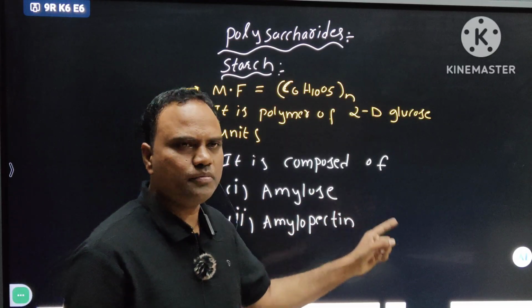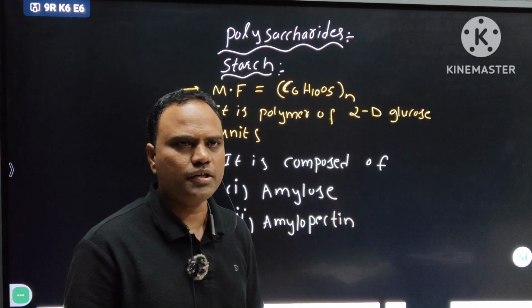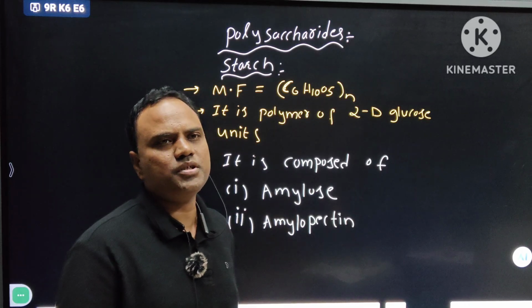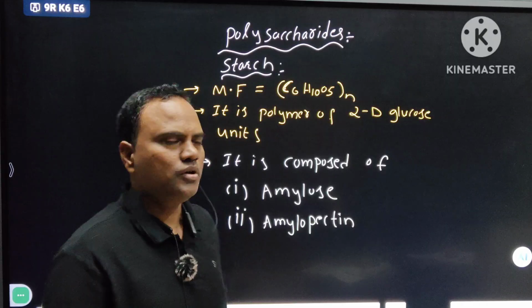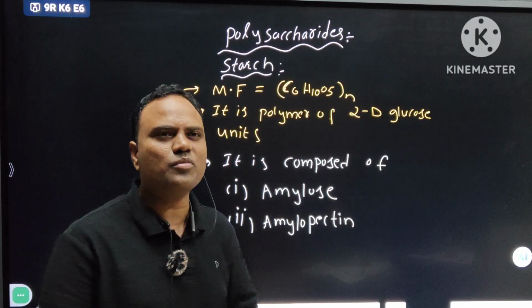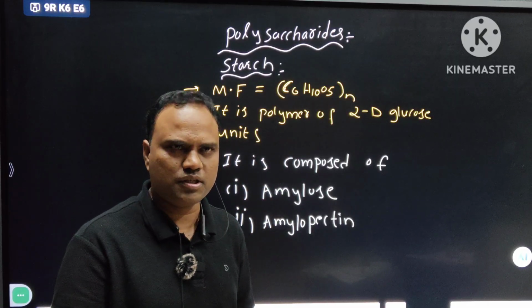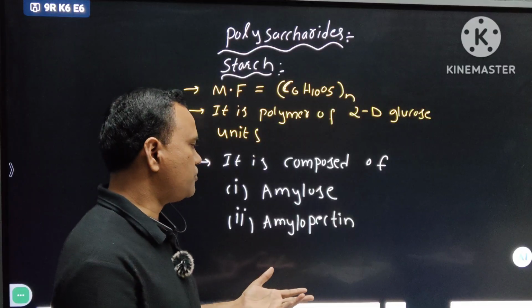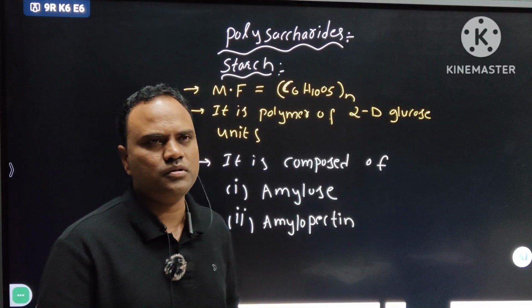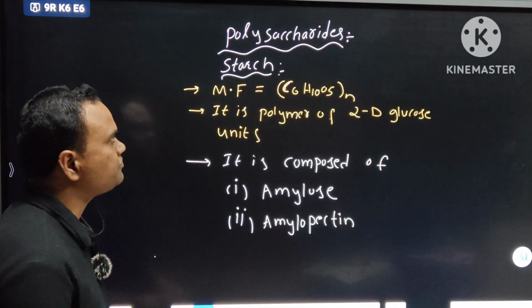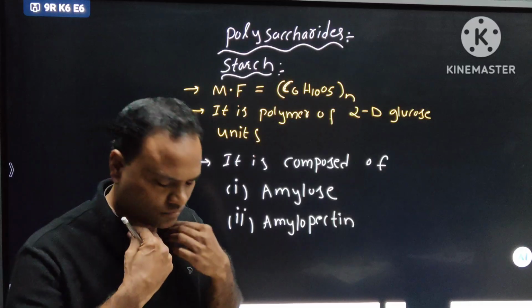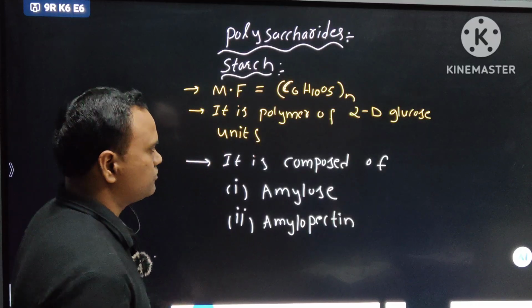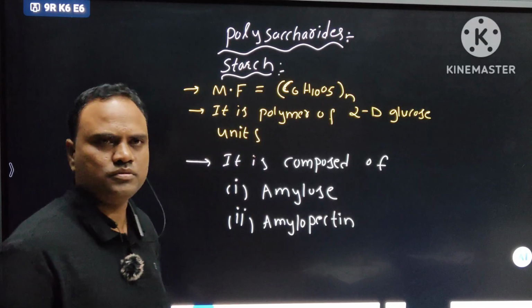This is also one polymer, right? So two subpolymers are present in starch. Overall, starch is also a polymer composed of two subpolymers. Clear? Amylose is one polymer, amylopectin is one polymer. Okay. Take a screenshot if you want.